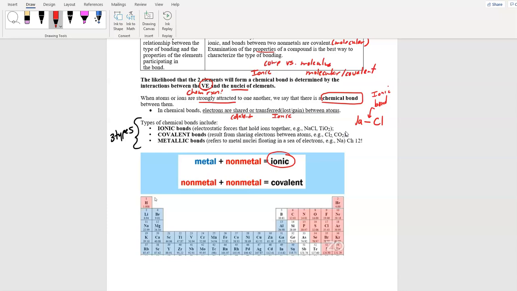Okay, so this little dash right here, what you're seeing in there, it's the 2 electrons that are between those 2 atoms. Okay, well actually they're ions. So the 2 electrons that are being held together between the sodium and the chlorine.